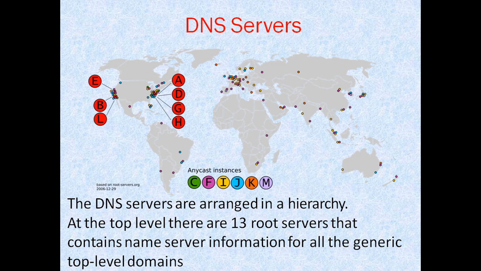Coming to DNS servers, this runs as a special purpose network software that contains a database of domain names and IP addresses. DNS servers are arranged in a hierarchy. At the top level, there are 13 root servers that contain the name server information that are generic to the top level domains. So .org is for any organization, .edu is for educational institutions, .com is for commercial purposes. Likewise, it is already categorized, which we call a hierarchy. And .in is for Indian servers.